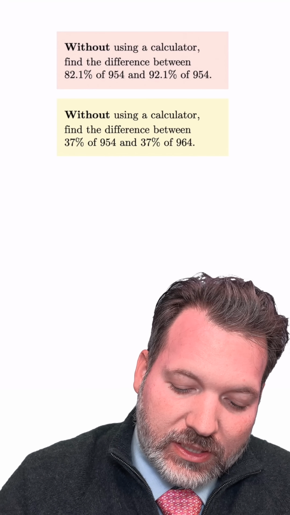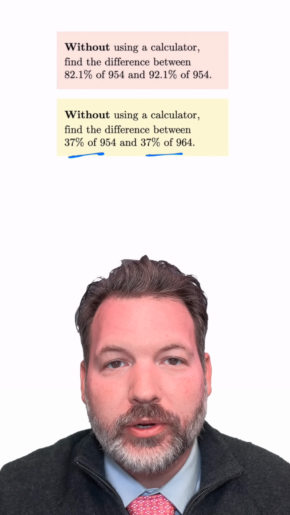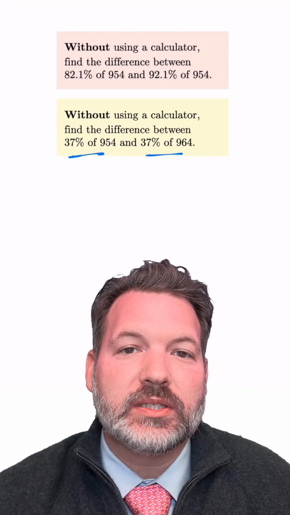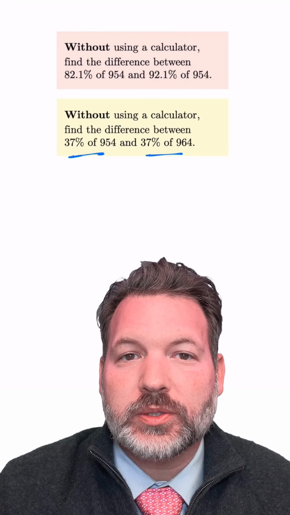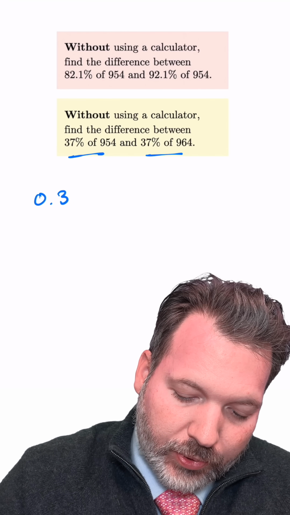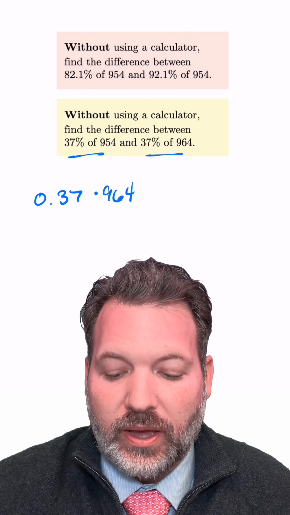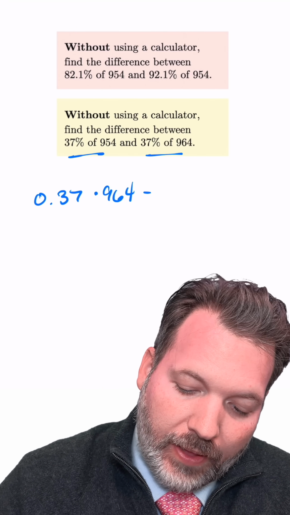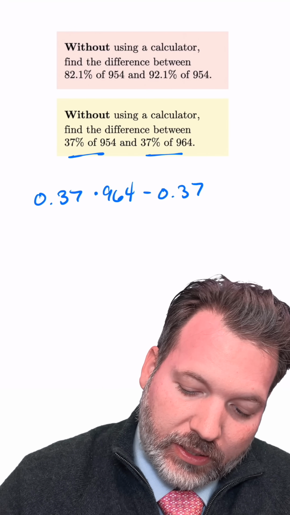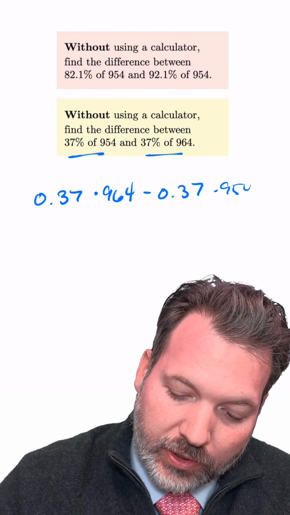But coming back to this second expression, we can do a similar kind of thing. It's just that this time it's the 37% that the two expressions have in common. 37% of 964 we can write as 0.37 times 964, and then we're finding the difference, subtracting 37% of 954.